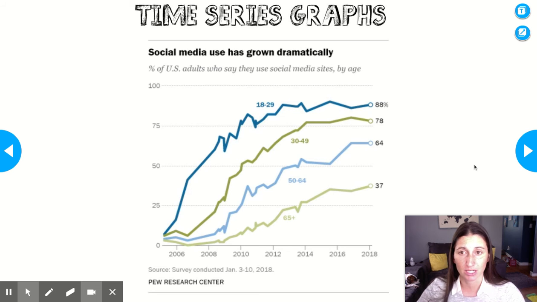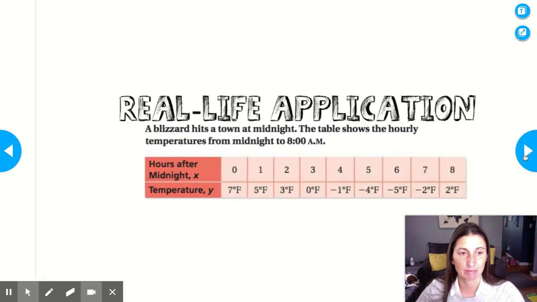Here's another example, right? This is comparing over time the usage of social media and the percent of adults who say they use social media. Each line represents a different age group, right? So for the age group 18 to 29, in 2006, there were less than 25% of people. Now, if we look at 2018, it rose all the way up to 88% of adults in this age range who use social media. So these graphs show us that in every age group, there is an increase in social media use over time. And we can see that just by looking at the graph.